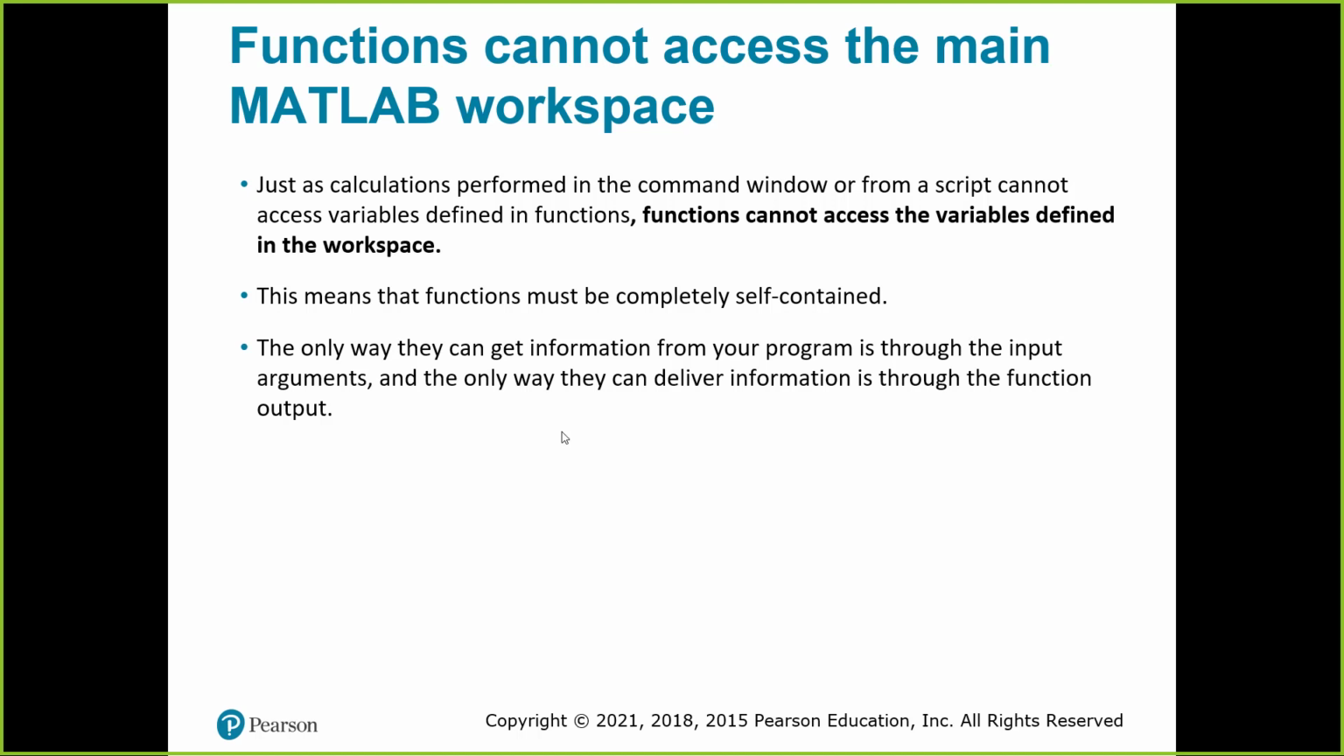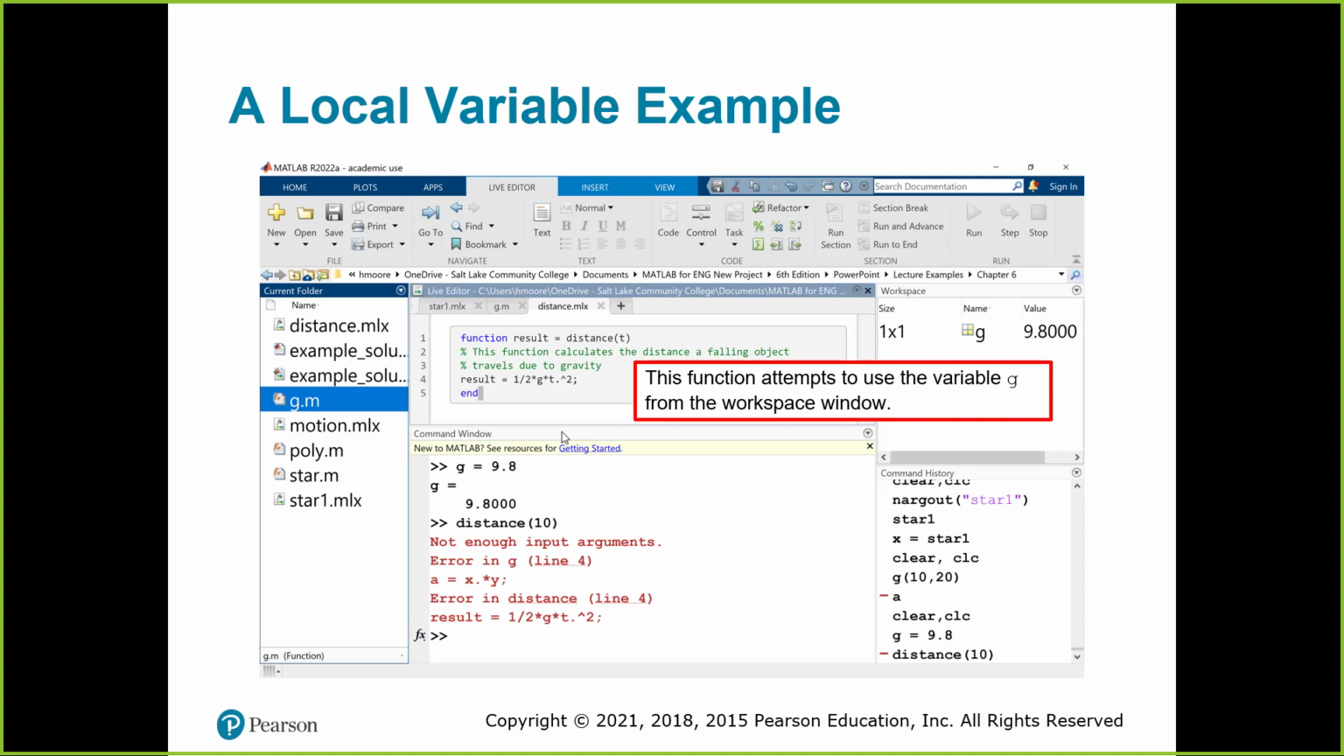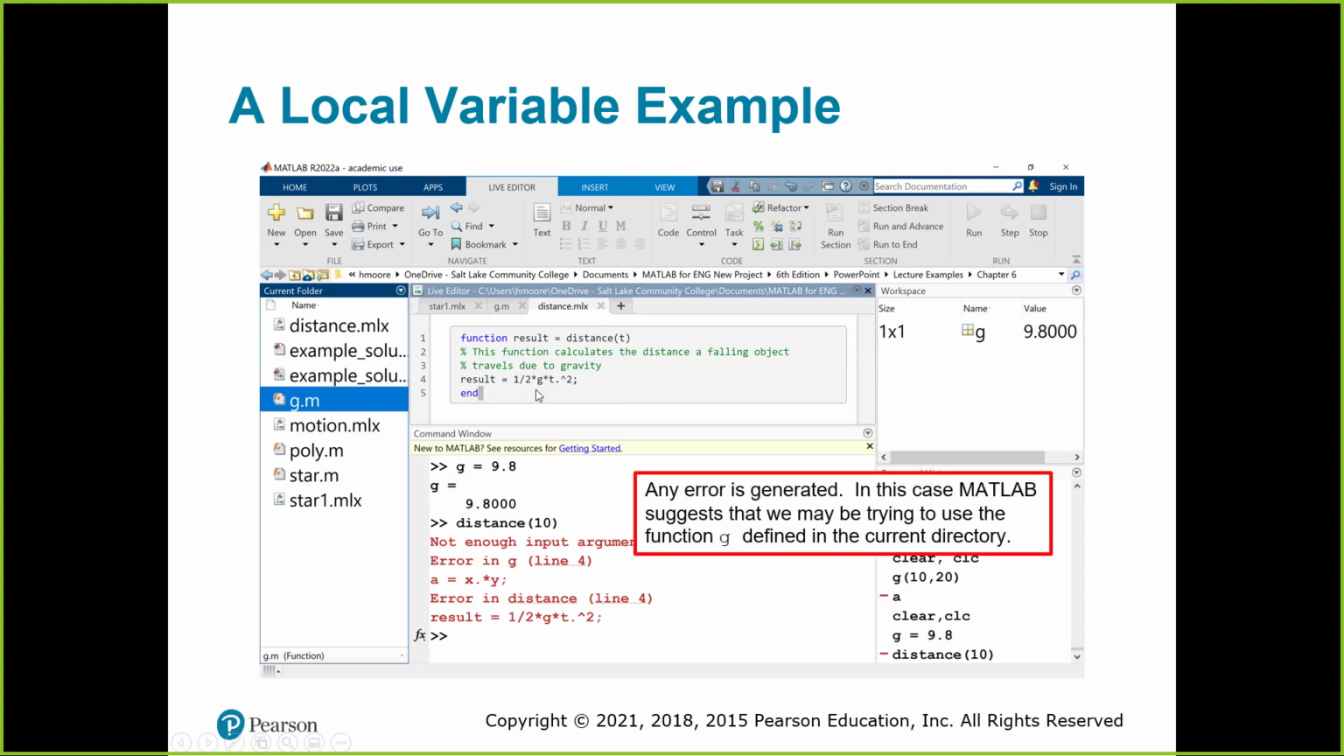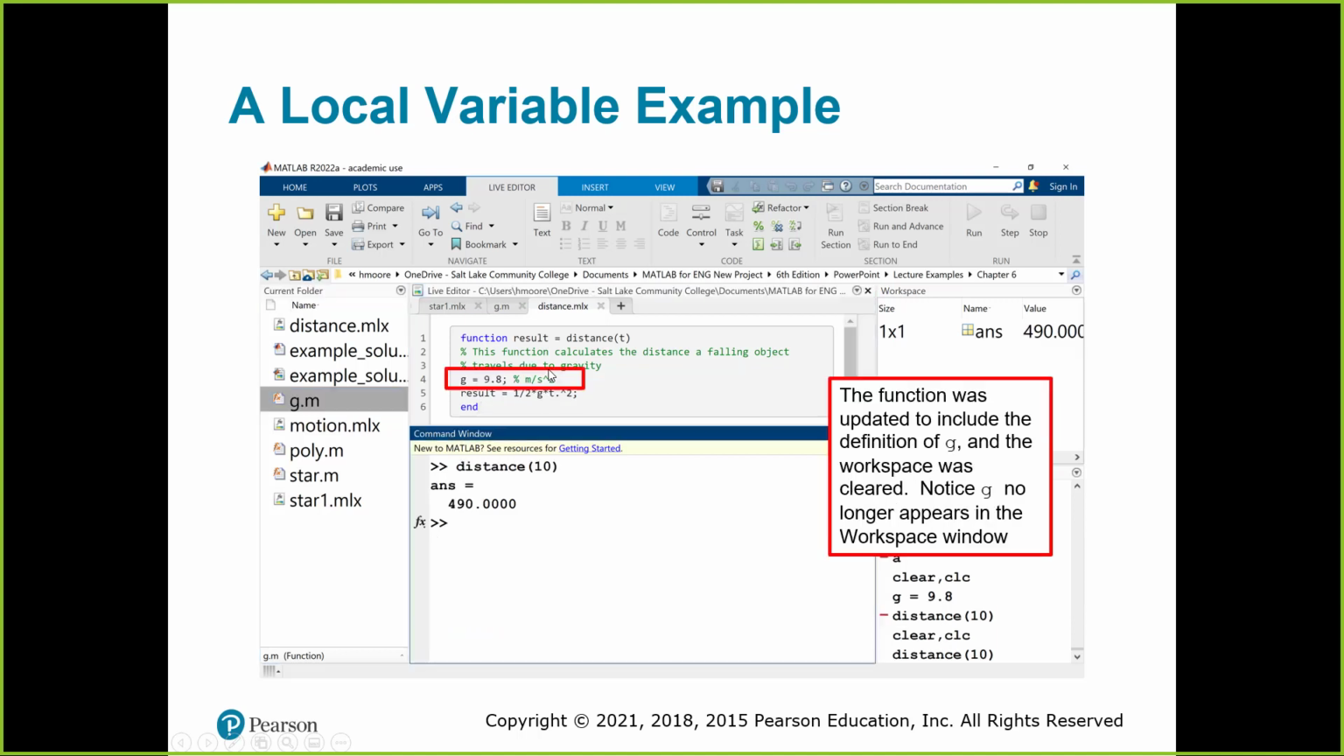Functions, I've covered this, can only use what's given to them. So here there's an example of this: distance has a gravitational constant in there, but it's not passed to it. It's here in the workspace, but the function can't find it because it's not been passed to the function. So in order to fix that, you need to put G in there or pass it to the function.